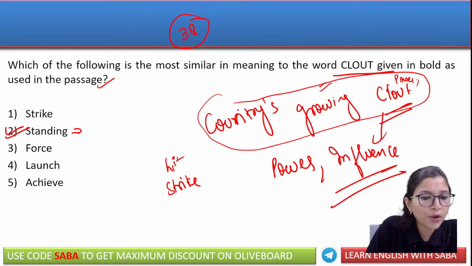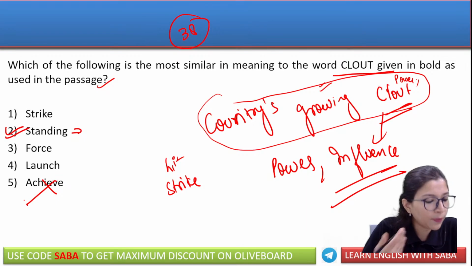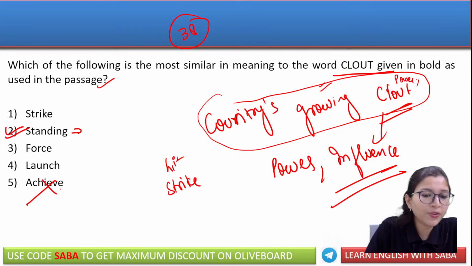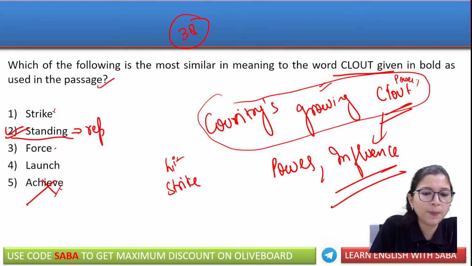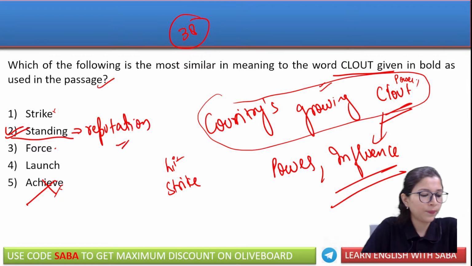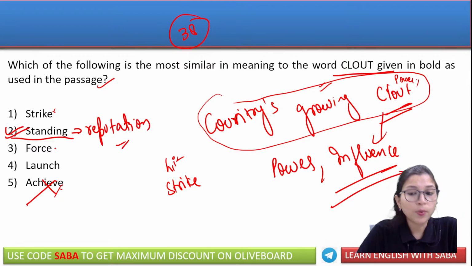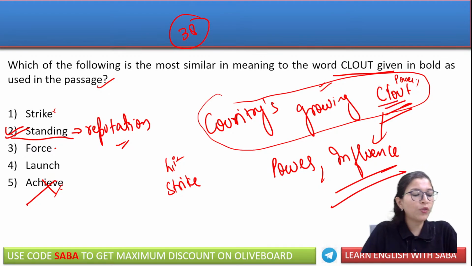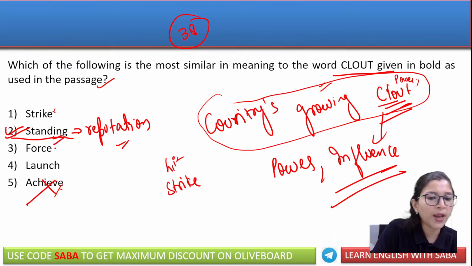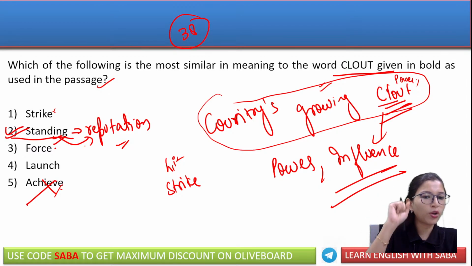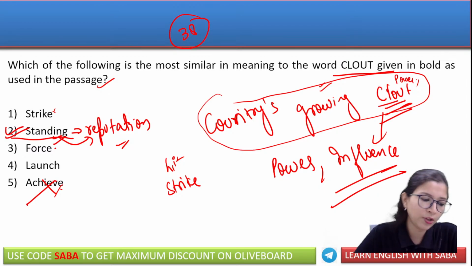Okay, so achieve is a verb, it cannot be the answer. If it were achievement, we would think about it once. So achieve is a verb, so it cannot be used here. Strike and force are used in a negative context. Here we are talking about cloud used as a power, influence of India. So standing, in the case of reputation. Simple, you can say standing here means reputation. Clear everyone? India's growing reputation. What does the word cloud mean here? Reputation, influence, power. That is the sense we are getting here. So the answer will be two. Standing also means reputation, so we are not using it for striking or forcing anything. And since achieve is incorrect, that is incorrect. Okay.